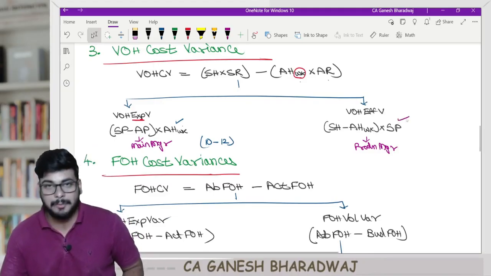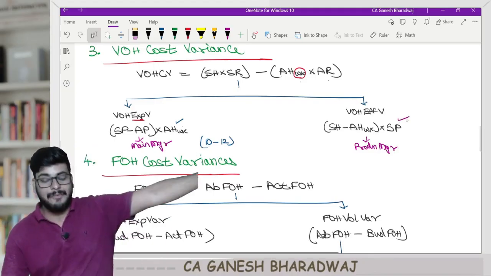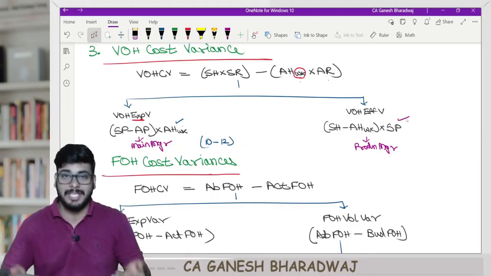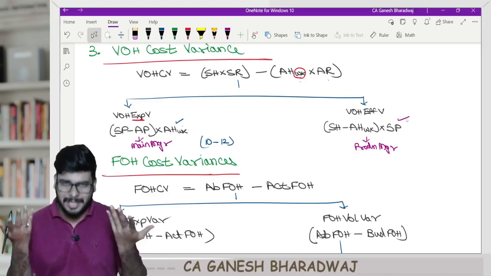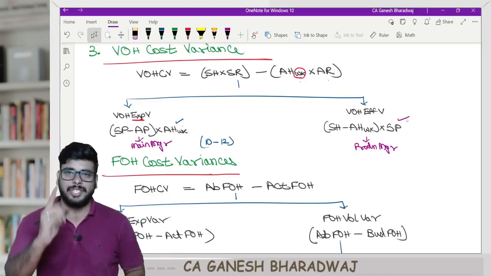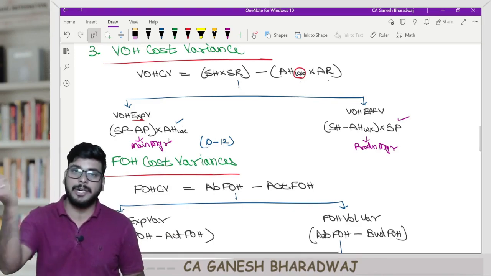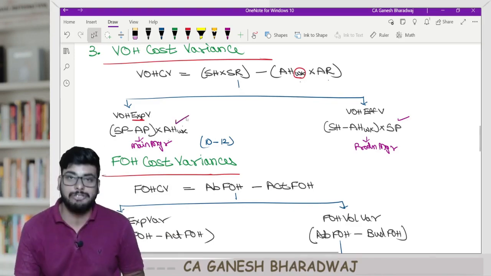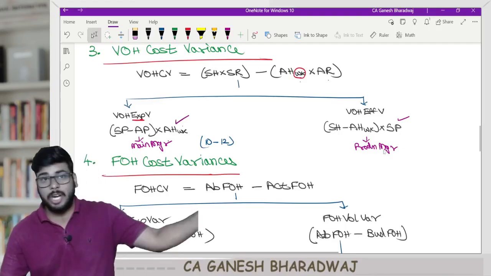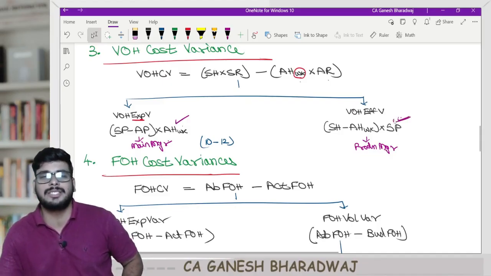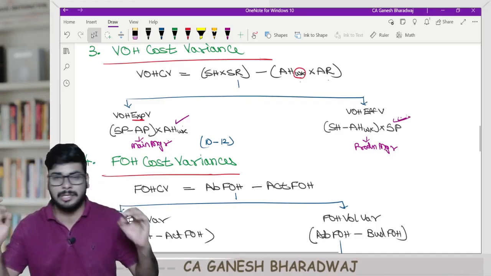Why do I use standard price? If I use actual price, then the efficiency or inefficiency of my maintenance manager gets passed on to the production manager in a scenario where the production manager is not at all dependent on the maintenance manager. Are you clear with this, guys? There is a one-way traffic. Now, maintenance manager is dependent on the production manager. That's why I use the actual hours here. Whereas the production manager is not dependent on the maintenance manager. That's why I don't use the actual price here. I only use the standard price. Are you clear with this? Have this crystal clear clarity.